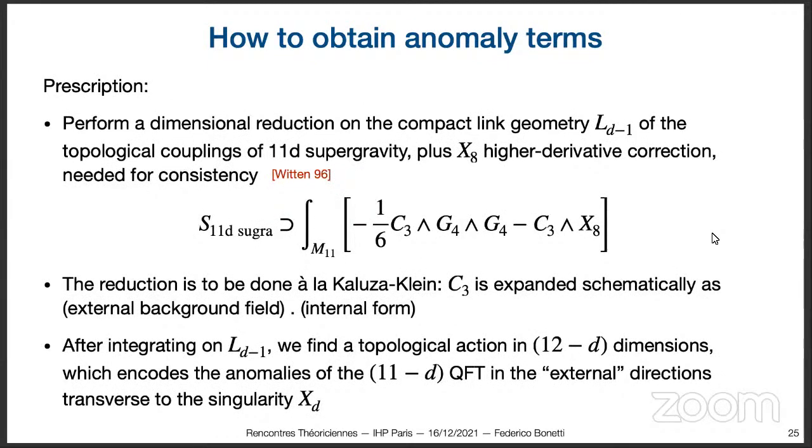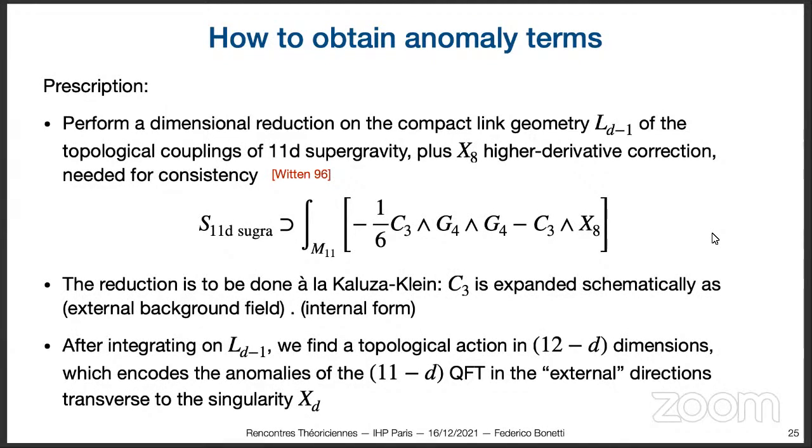And one might argue that the most interesting part is actually the anomaly terms, because there are mixed anomalies of various kinds, and we would like to study them. So how do we tackle that problem? That problem can be tackled in a way that is much more reminiscent of a Kaluza-Klein reduction. So essentially what I would like to propose to you is that you can literally take the couplings of 11D supergravity, reduce them on the link geometry, and get the answer.